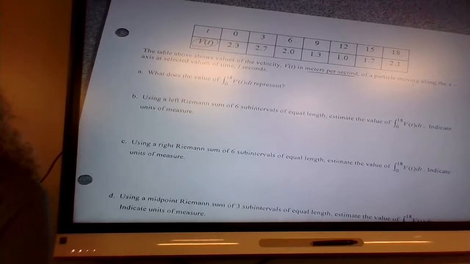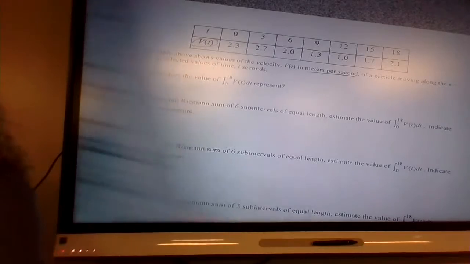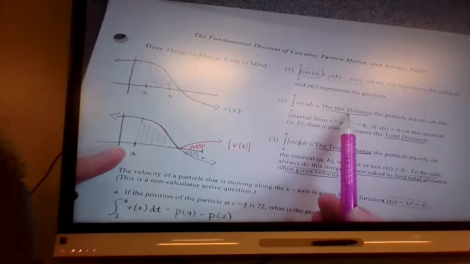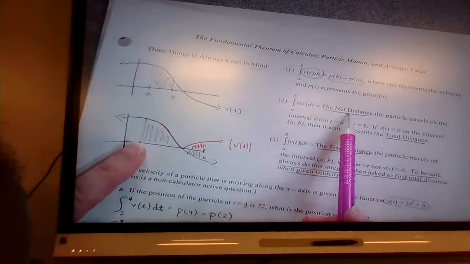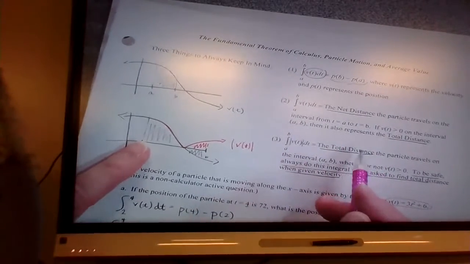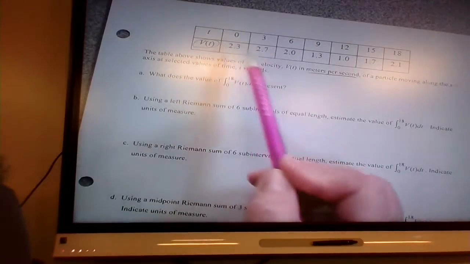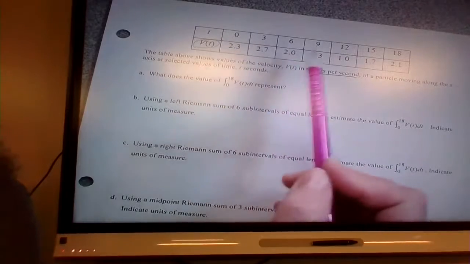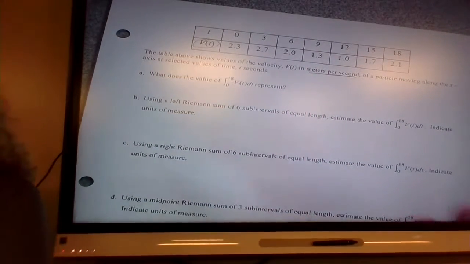What does the value of the definite integral from 0 to 18 of v of t dt represent? So if I'm going all the way from 0 to 18 of v of t dt, go back to that first page. What does that represent? Well, it represents the net distance of the particle from 0 to 18 seconds. And if you look, all these values are greater than 0. So it's also the total distance. So it's the net distance and the total distance.